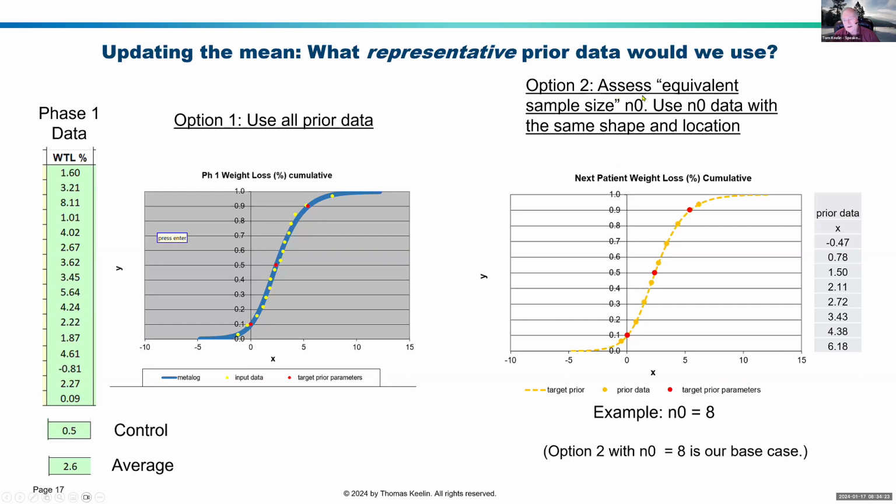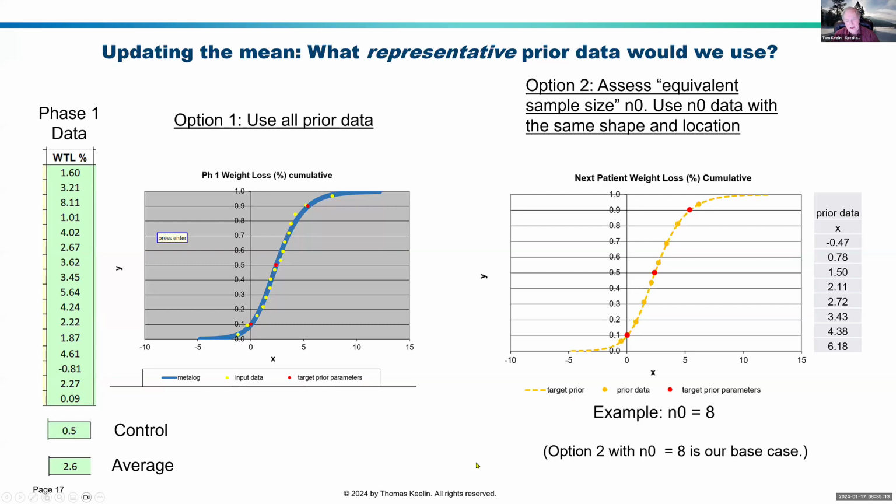And so the option for that is to assess an equivalent sample size. We'll call that N0, and we're going to use N0 data with the same shape and location as your prior data. So for example, if you believed that it would take 2 phase 1 data to have the same weight or the same information content as 1 phase 2 data, you might use an N0 of 8, which is what we've used in our base case. In that case, we just come up with a new synthetic prior set of data, which are these 8 data points, and we just take them off of the prior metalog distribution over entire population weight loss. So that's a simple way of doing it, and you can choose either one or the other in this method that I'm presenting.